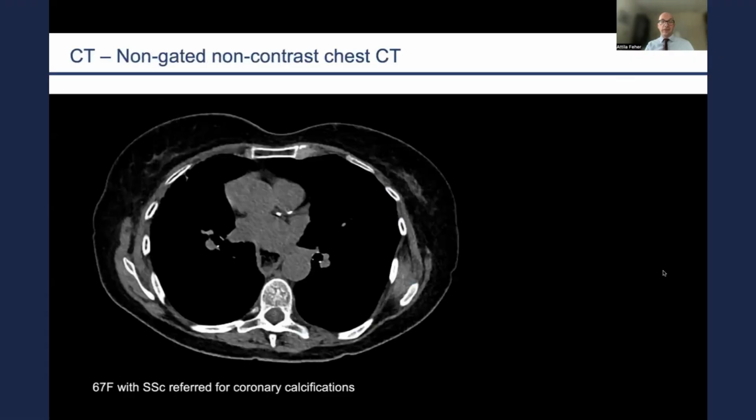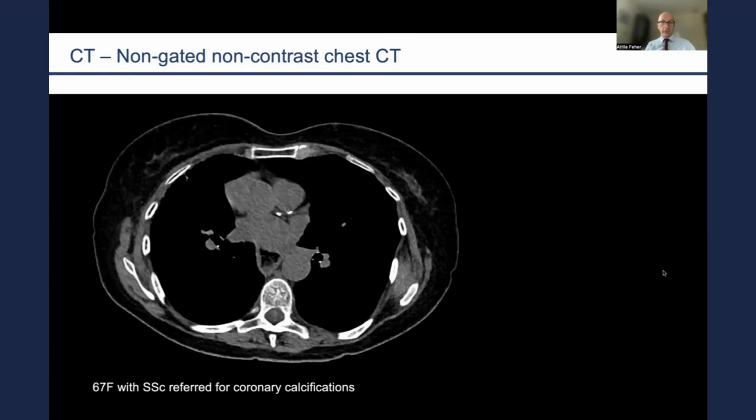So many times you can get non-gated, non-contrast chest CTs in these patients. It's done for other reasons. For example, it's done for interstitial lung disease. So I strongly recommend to open these images and look for coronary calcifications.